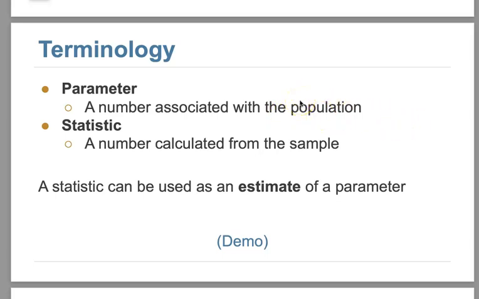The average sleep hours is the parameter we are looking for, associated with all DVC students. Since I cannot get that, I will use a statistic to represent it. A statistic is a number calculated from the random sample I create. A statistic can be used as an estimate of that parameter.